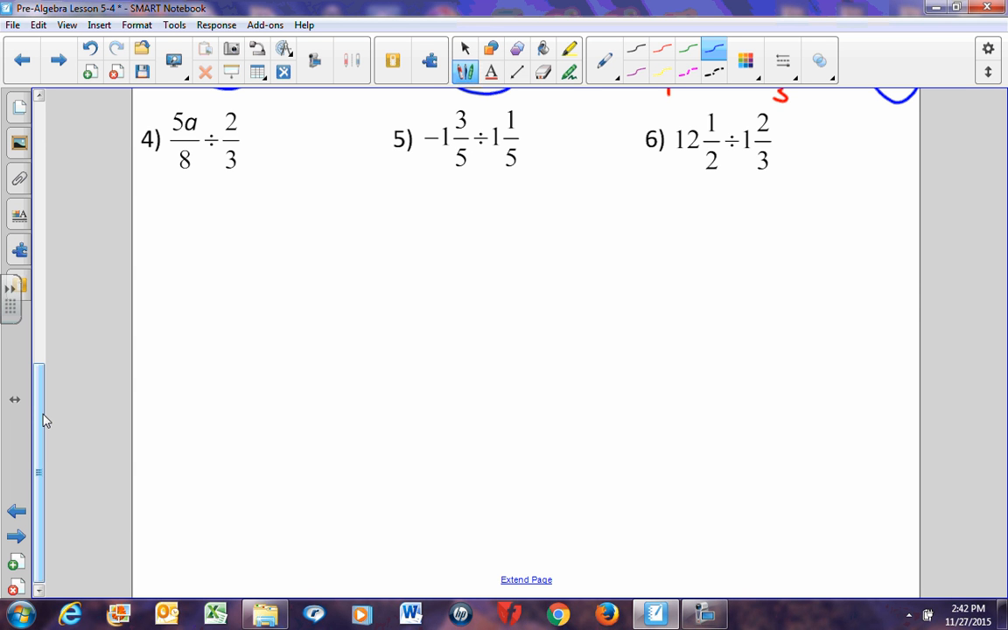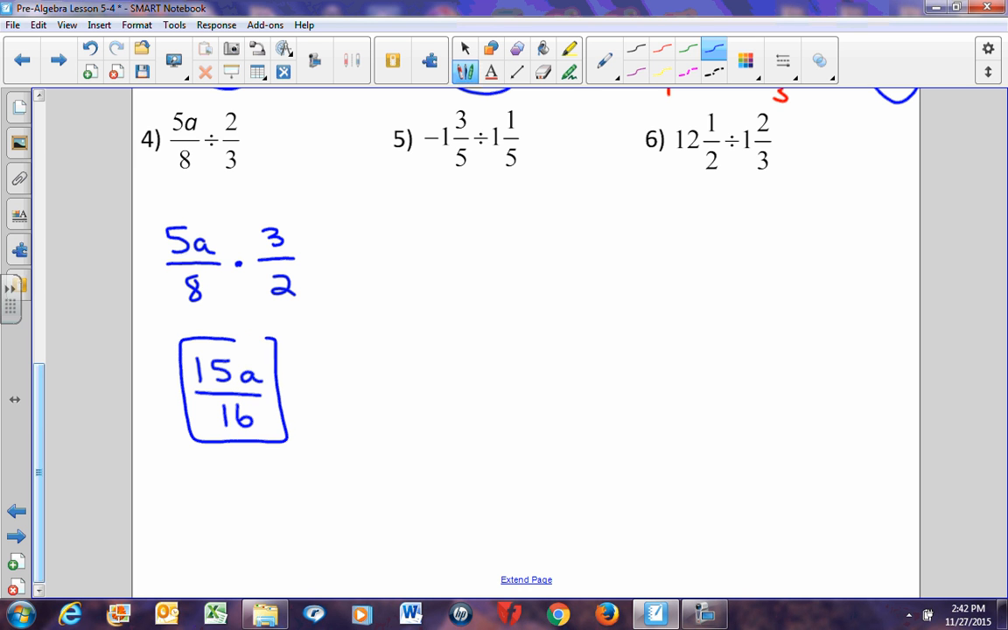So 5a over 8 divided by 2/3. No fractions we need to change into improper fractions, so I can just keep my first fraction, change my division sign to a multiplication sign, and change my second fraction to 3 over 2. Oh, look, by changing it to 3 over 2, nothing cross-cancels. That's kind of a bummer, but oh well, happens. 5a times 3, 15a. 8 times 2, 16. Nothing else reduces, so I have 15a over 16.